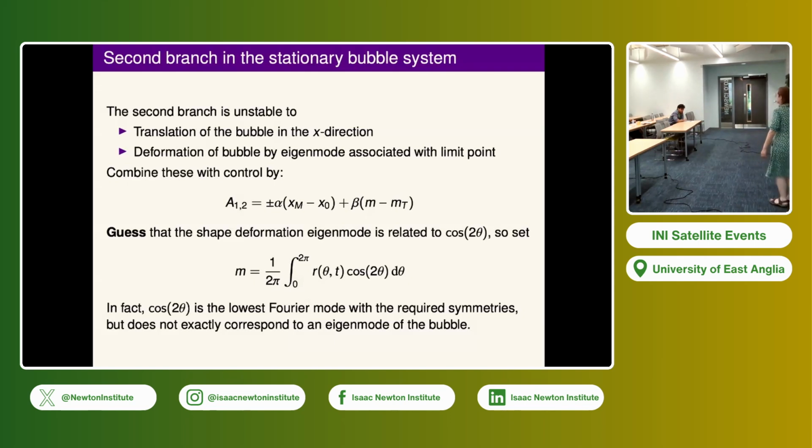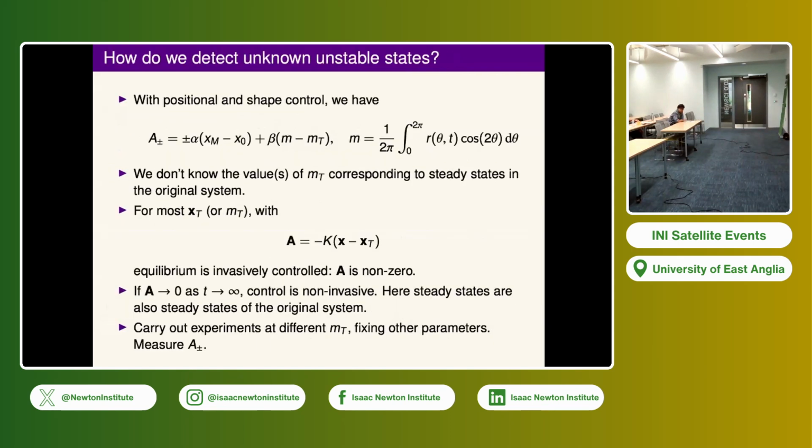But it's a reasonable guess, and it works. But there's a bit more to do. Okay, so the problem is, here's my nice setup of the feedback controllable. And if I know the shape that I want to control to, if I know that value of m t, I can just go and do this. I can set that up in the experiments and see what happens. But I don't know the values of m t.